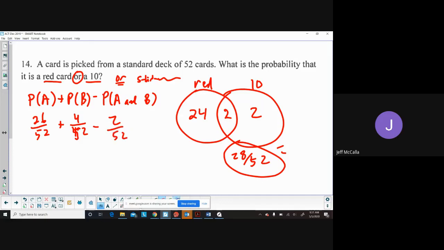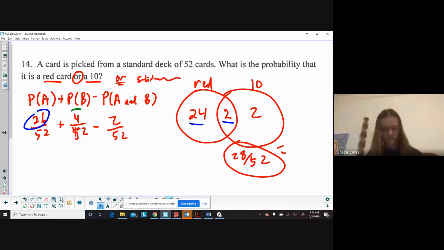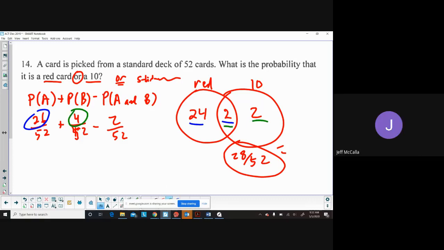What this is doing is, when I get this 26 here, that's really adding up those 2. When I get this 4, that's really adding up those 2 again. Can you tell that I double counted this middle number? That's where that comes from. So I'm subtracting, because I can't count that 2 twice. You subtract that to get 28 out of 52. Of course that simplifies to 14 out of 26, or 7 out of 13.